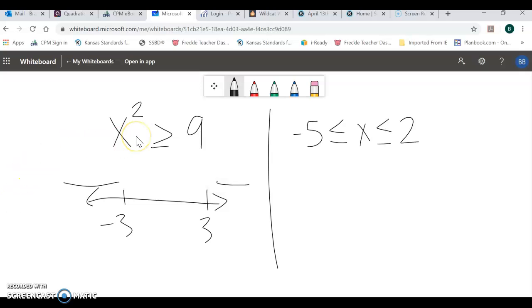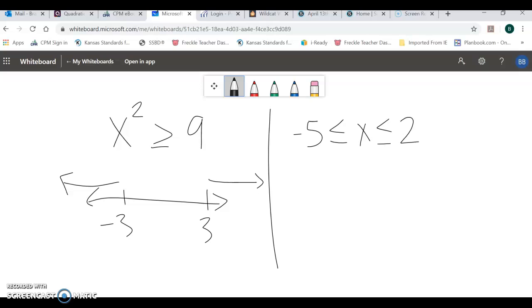And I can show you that. So let's try out -4 squared. -4 squared is 16, so 16 is greater than or equal to 9. That works because it's greater than. Try out 4 squared. 4 squared is 16, which is greater than or equal to 9. So your solutions are out here and out here. Make that a little bit better here.